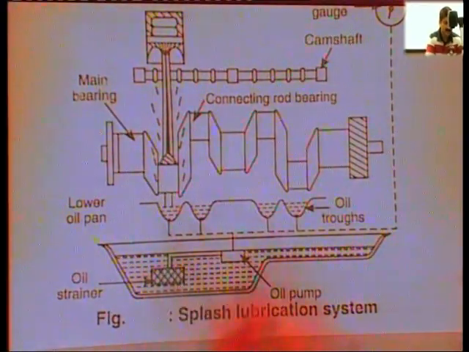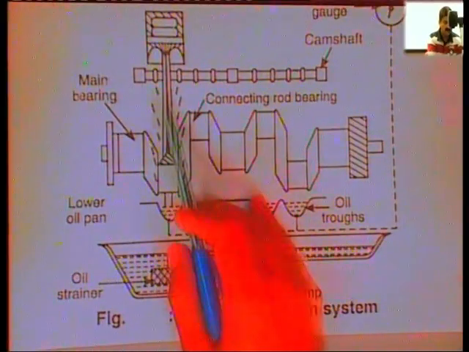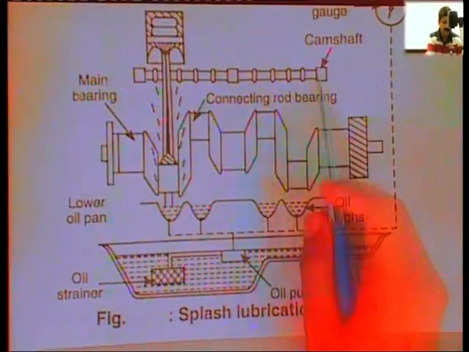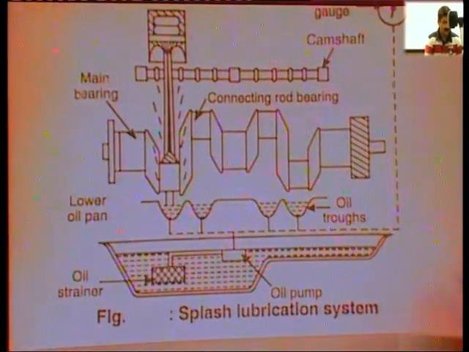The splash gets scattered all over the crank pin, connecting rod, and all the parts. Here is the camshaft, and because of this splash, which is scattered all over the moving parts, the parts get lubricated. This type of system is outdated.